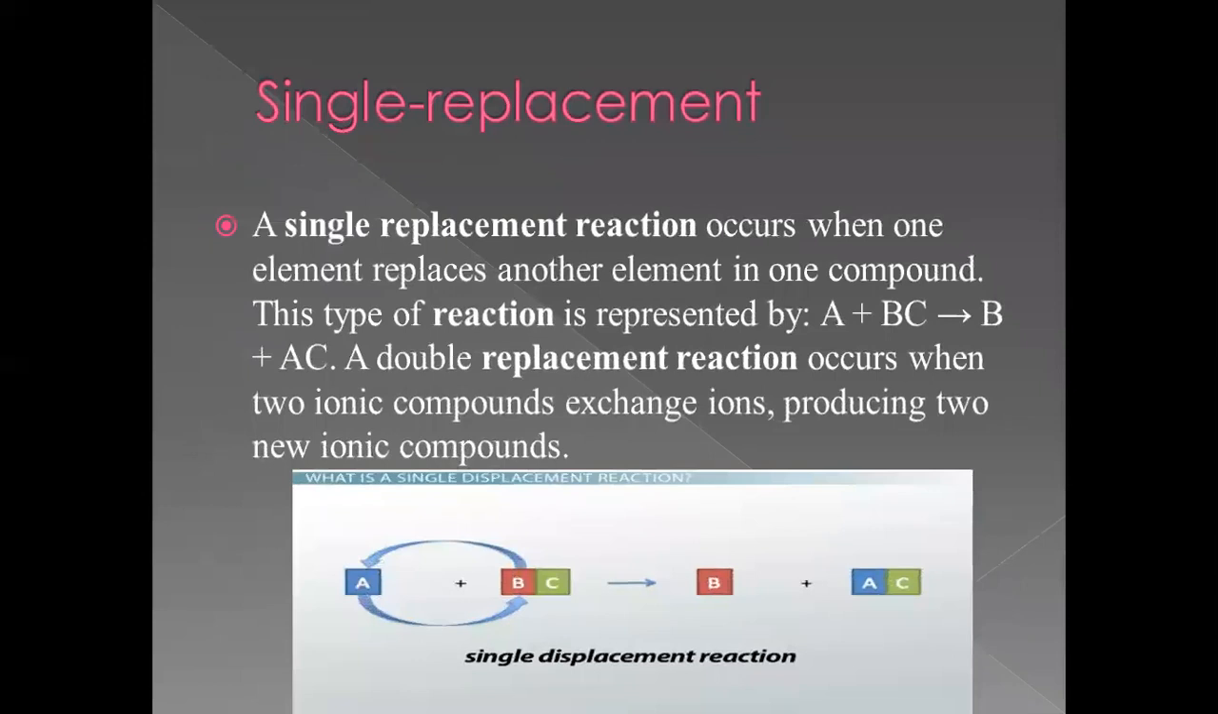Single replacement. A single replacement reaction occurs when one element replaces another element in one compound. This type of reaction is represented by A plus BC to B plus AC. A double replacement occurs when two ionic compounds exchange ions, producing two ionic compounds. This is a picture of single replacement showing the simplest form of the displacement reaction.